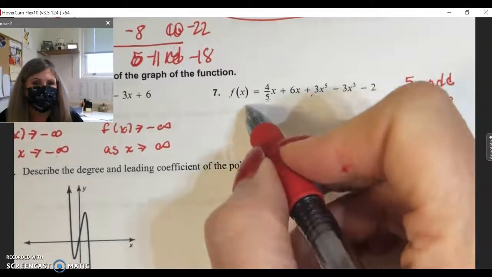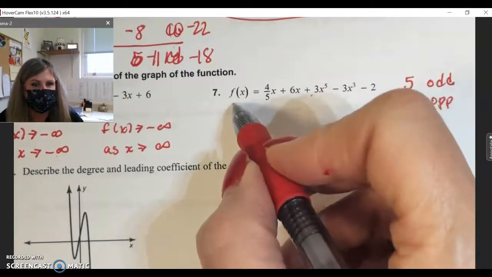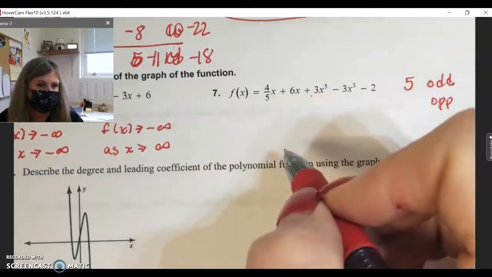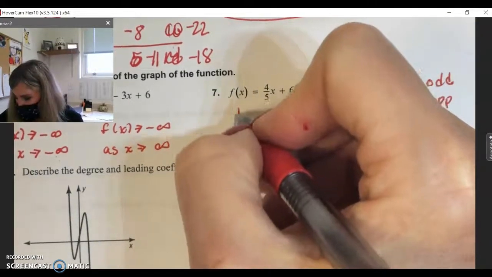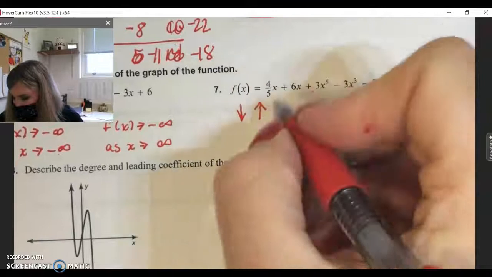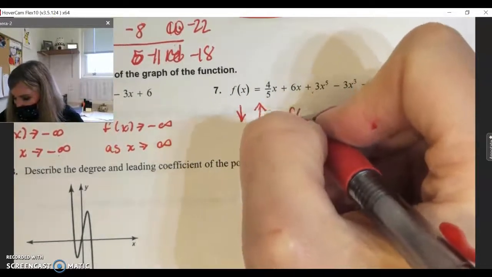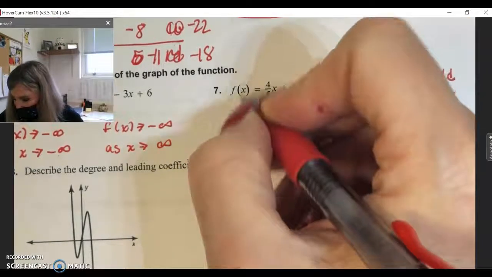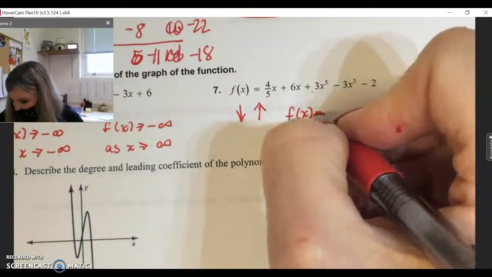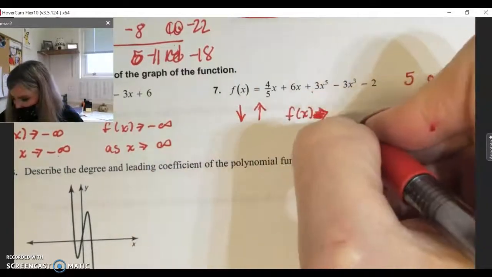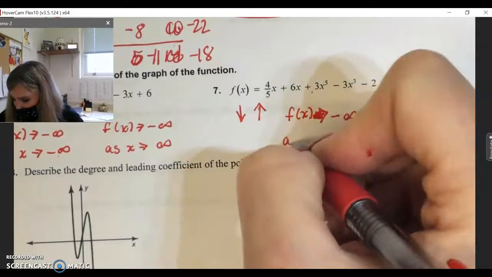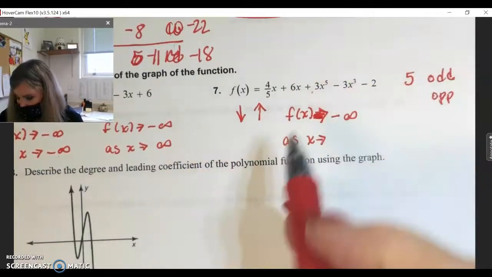What's it going to do at the end then? It has to do opposite, so it has to be either down, up, or up, down. Down, up. Let's think of how we write that then. F of x is going to, oops, I need an arrow, not an equals. F of x is going to negative infinity as x goes to what?